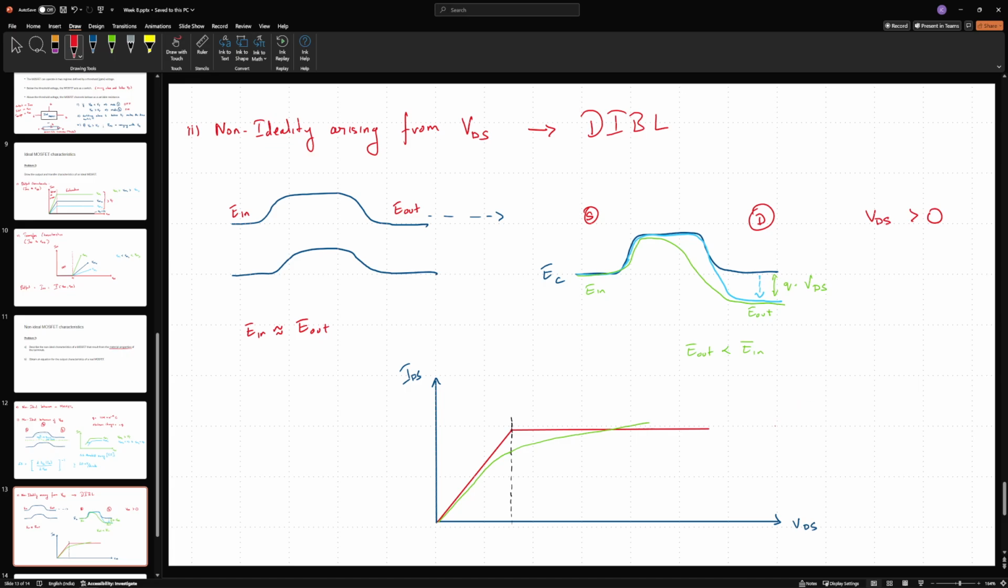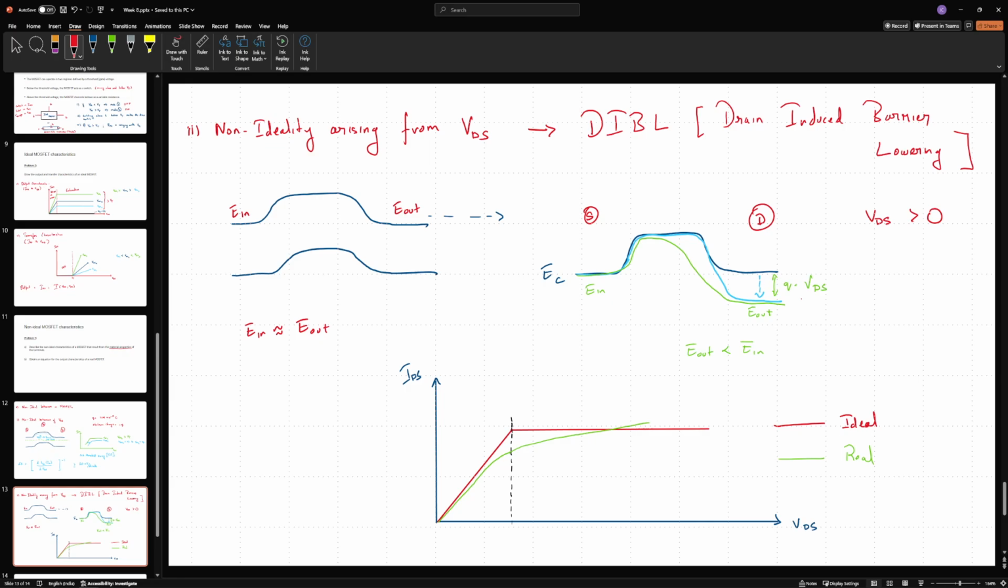So this line is ideal. And this is the real behavior. So this is called DIBL, and DIBL stands for drain induced barrier lowering. So these are the two nonlinear effects. Now, can we incorporate the effect of these two quantities to our current equation? That is the second question.